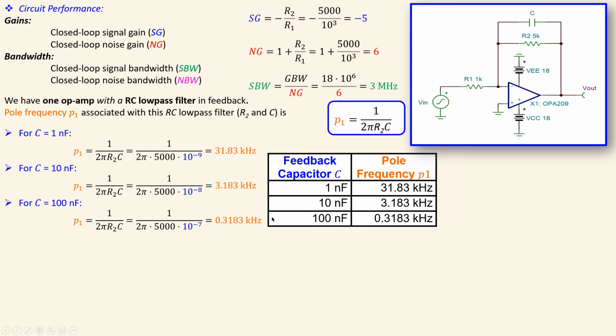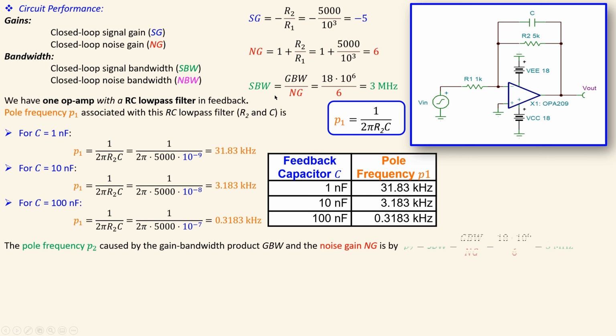Why is it important to calculate this first? Because the pole frequency P2, which is a different pole frequency caused by the gain bandwidth product and the noise gain, given by this expression, is 3 megahertz, but our pole frequency due to that feedback capacitor and the feedback resistor is different, and you need to make a comparison between these two.